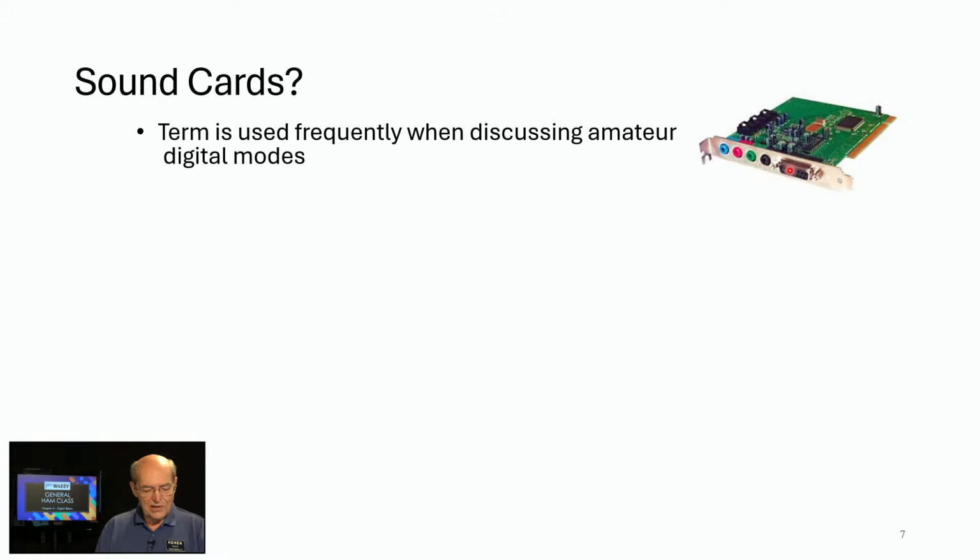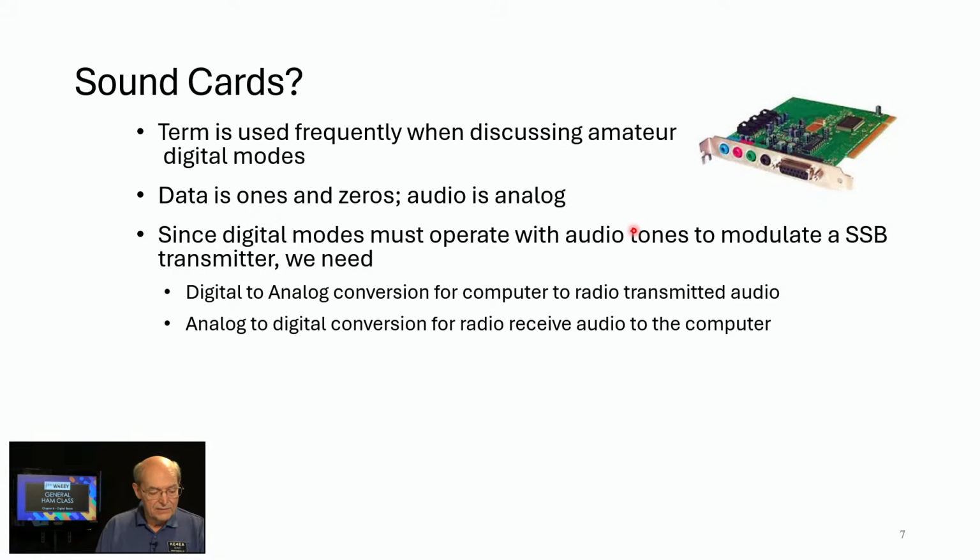So we can have digital in and analog out. The problem is data is ones and zeros. Audio is analog. We need analog audio in order to modulate a single sideband transmitter. Therefore, we need digital to analog conversion for the computer to radio to make our transmitted audio, and we need to go the other direction from the receive audio to convert it to ones and zeros so that our software can understand it.